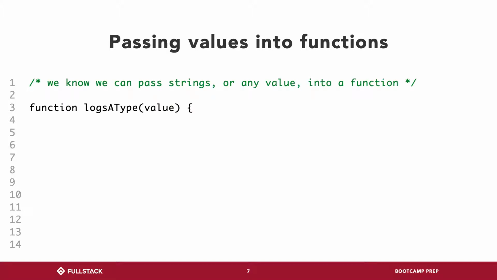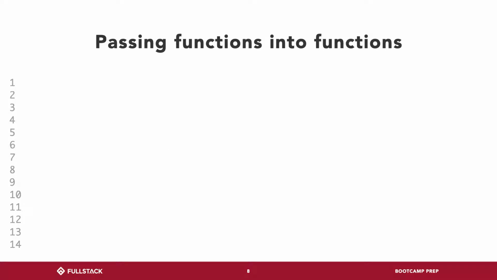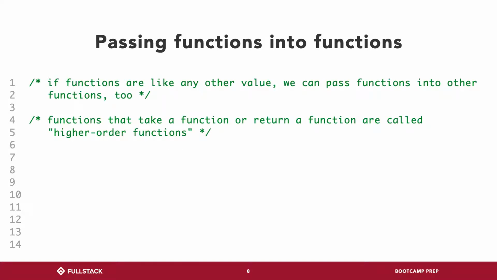So let's talk about passing values into functions. We know we can pass strings or any value into a function, right? Console log, type of value, logs a type, happy string, it's just a string. And then you get string in the console, right? Type of value. So passing functions into functions. If functions are like any other value, we can pass functions into other functions too.